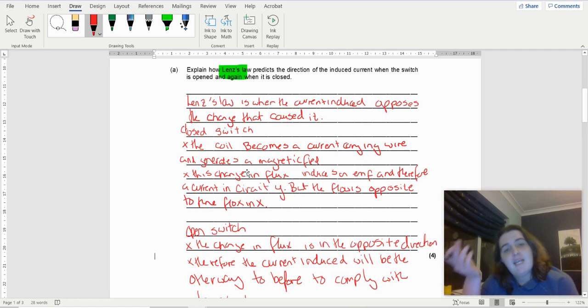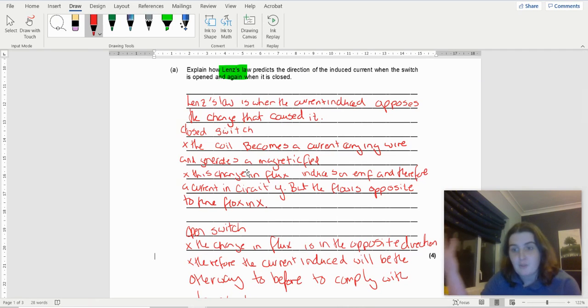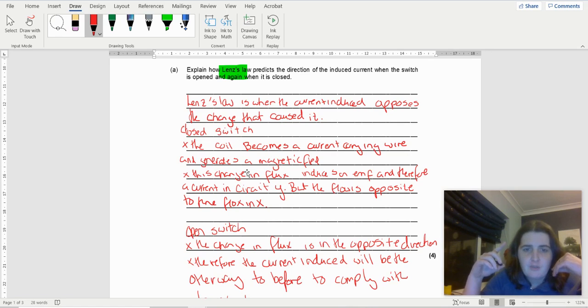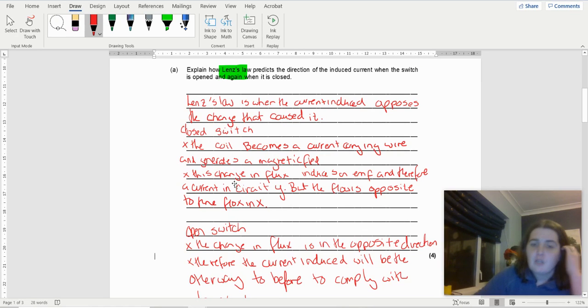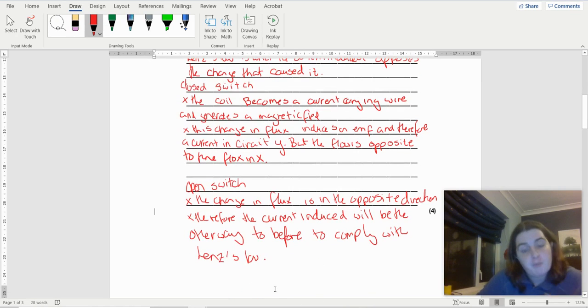So it's asking you here, explain how Lenz's law predicts. What I'm saying here is that I'm stating what Lenz's law is. The coil becomes a current carrying wire, generates a magnetic field. This change in flux induces an EMF and therefore a current there, but the flow is opposite to the flow in X, to obey Lenz's law. When you open the switch, the change in flux is in the opposite direction. Therefore, the current induced will be the other way to before, to comply with Lenz's law.